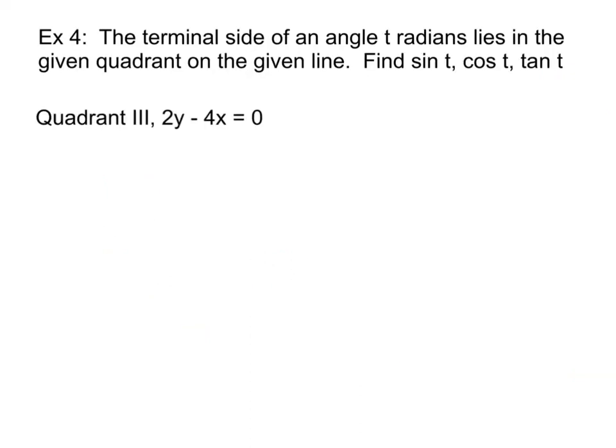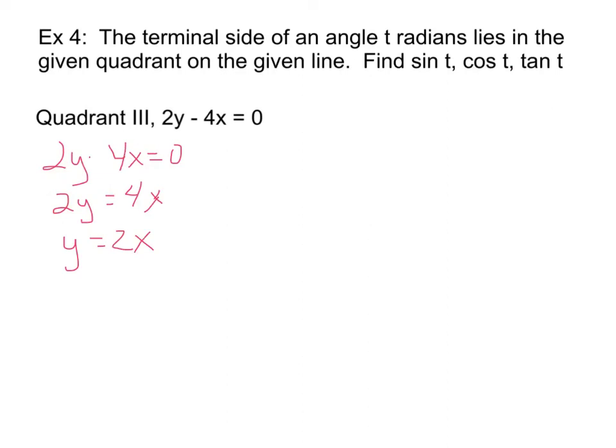Example 4 says the terminal side of an angle t radians lies in the given quadrant on the given line. Find the sine of t, the cosine of t, and the tangent of t. Well, the first thing I would do is graph my line. Remember, 2y minus 4x equals 0. If I put it in slope-intercept form, I have 2y equals 4x. I divide by 2, and I get y is equal to 2x.